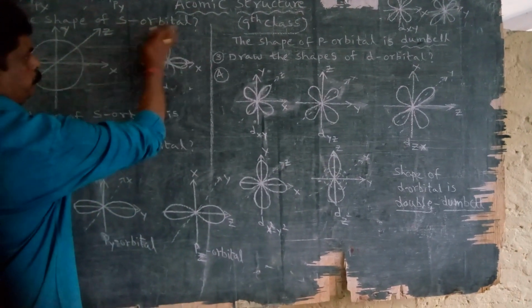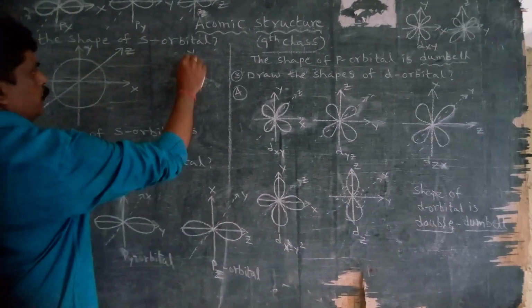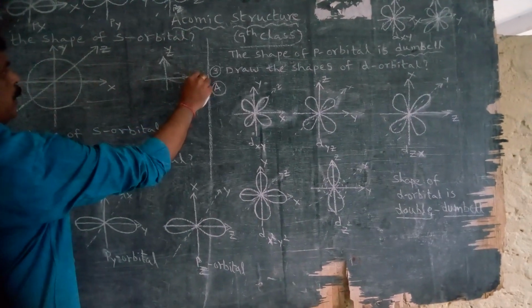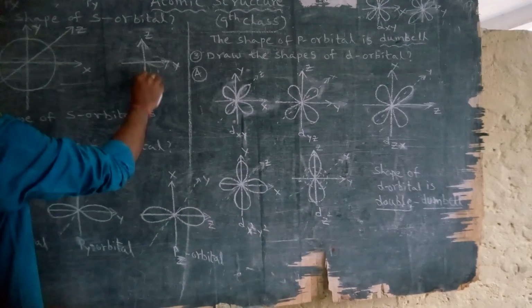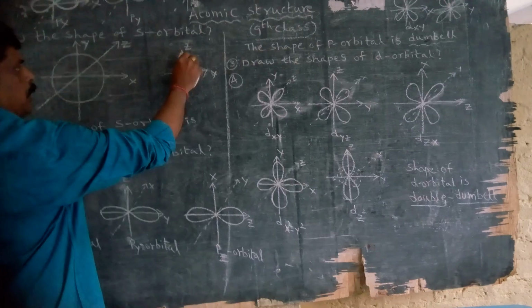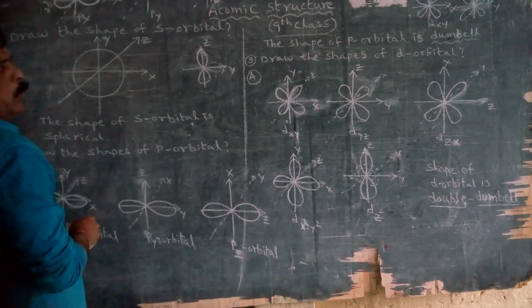Next one. You have to take two axes. Here I take the z-axis and y-axis. I have drawn the dumbbell only on the z-axis.